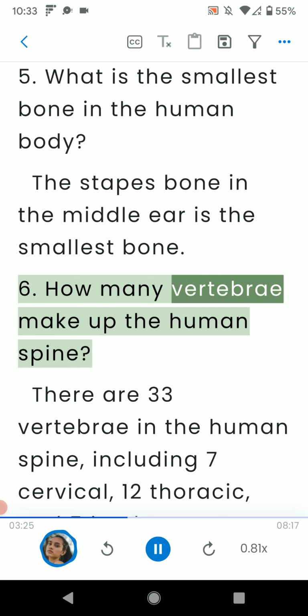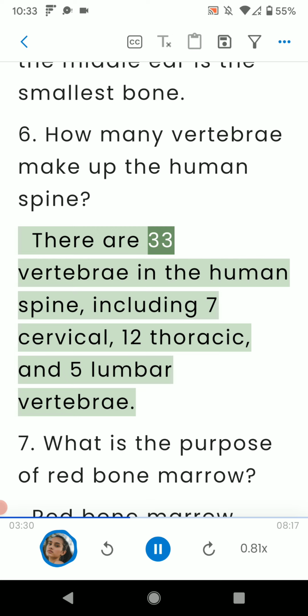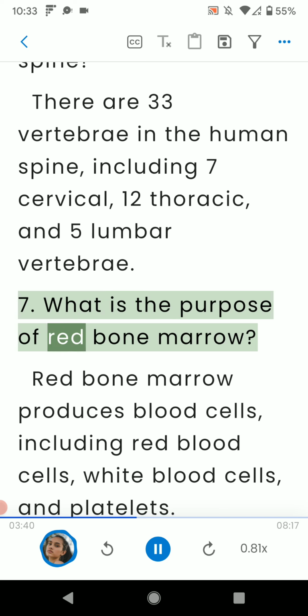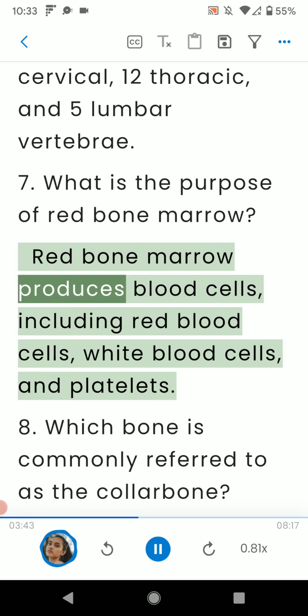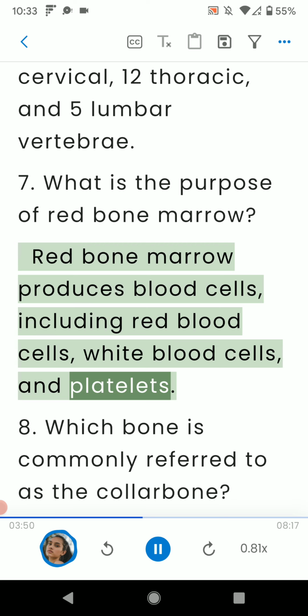6. How many vertebrae make up the human spine? There are 33 vertebrae in the human spine, including 7 cervical, 12 thoracic, and 5 lumbar vertebrae. 7. What is the purpose of red bone marrow? Red bone marrow produces blood cells, including red blood cells, white blood cells, and platelets.